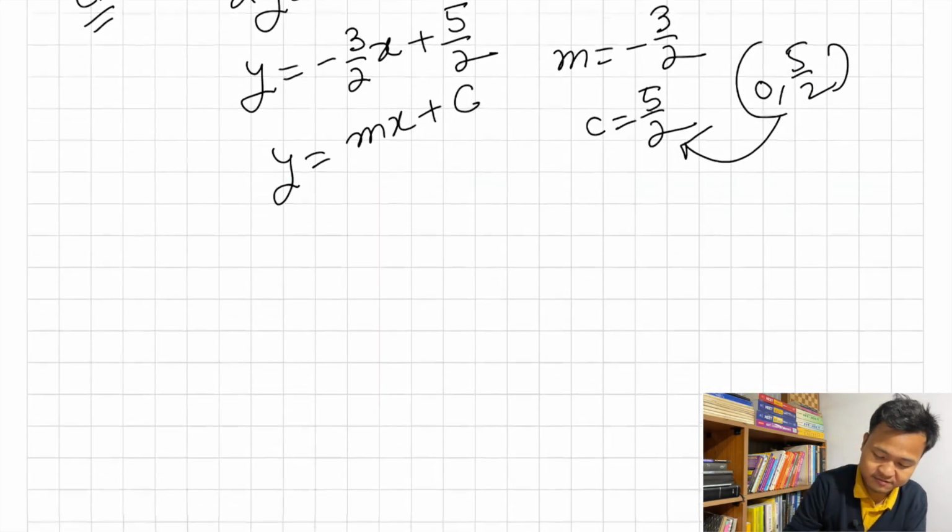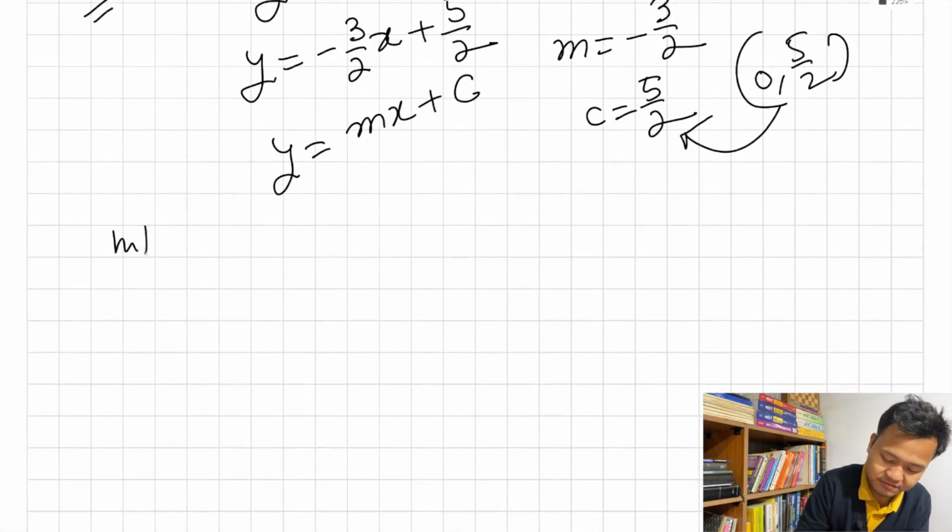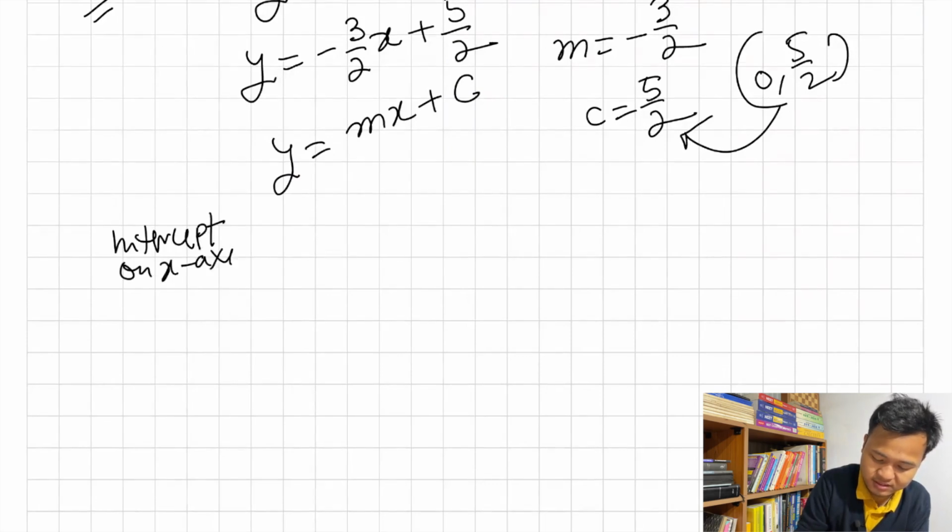Okay, let's draw the graphs. So like I told you, you have to find out the intercept on x-axis.